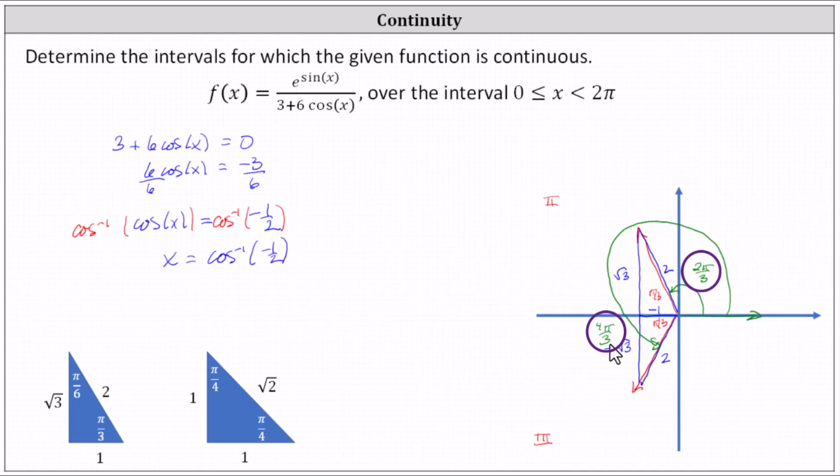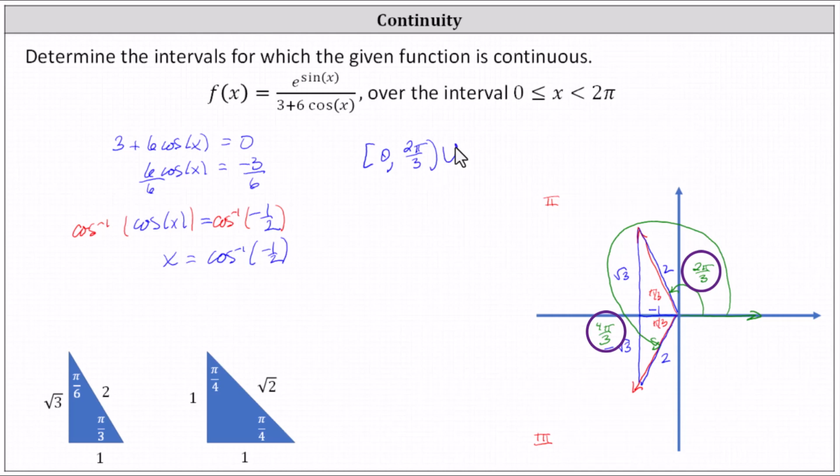These are the two angles that must be excluded from the given interval, because this is where the given function is undefined and therefore discontinuous. Everywhere else, f of x is continuous over the given interval. So for the intervals for which the function is continuous, we'll start at 0, and 0 is included. And then we'll stop the first interval at 2 pi divided by 3 radians, and we do not include 2 pi divided by 3 radians, and therefore it's open on 2 pi divided by 3.